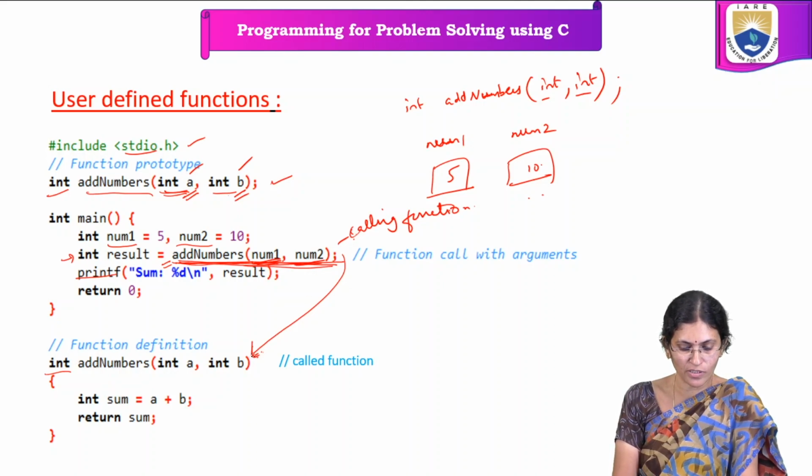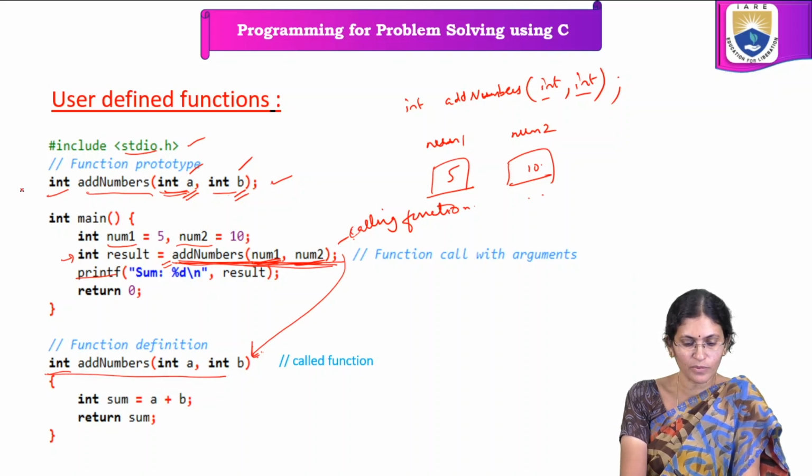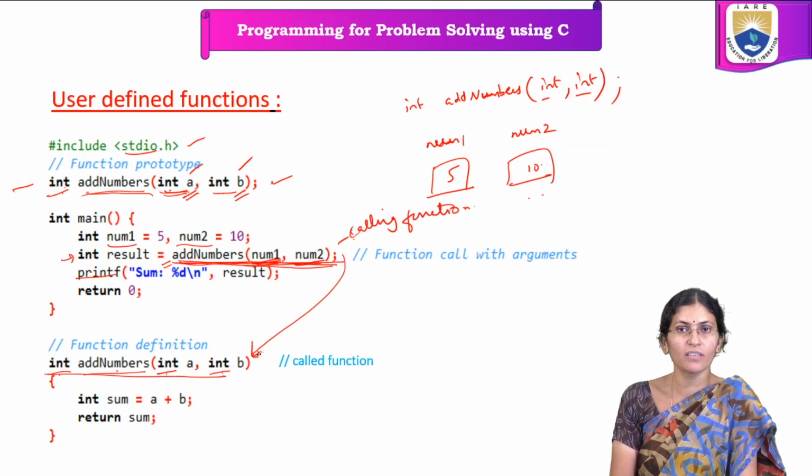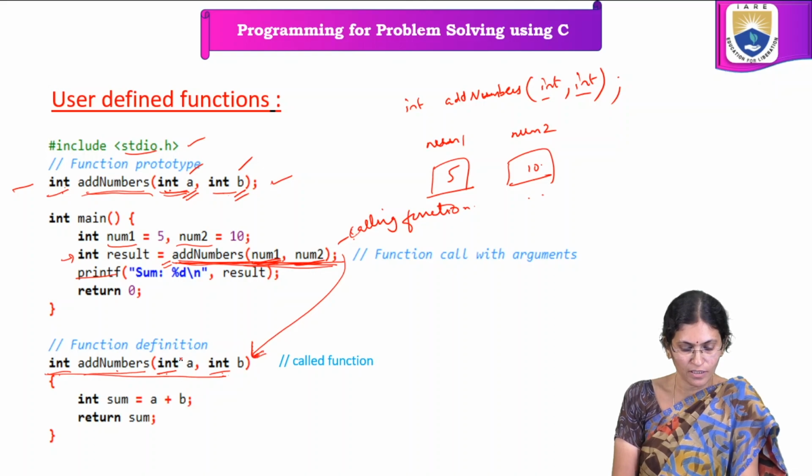Whenever the control is transferred here, the compiler will check the first line of this function definition against the function prototype. Here the return type is integer, and here also it is integer. The return type should match, the name of the function should match, and the arguments should also match. The parameters' data types should match: integer and integer. If there is any mismatch, there will be an error. Here there is no mismatch, so the control is transferred here.